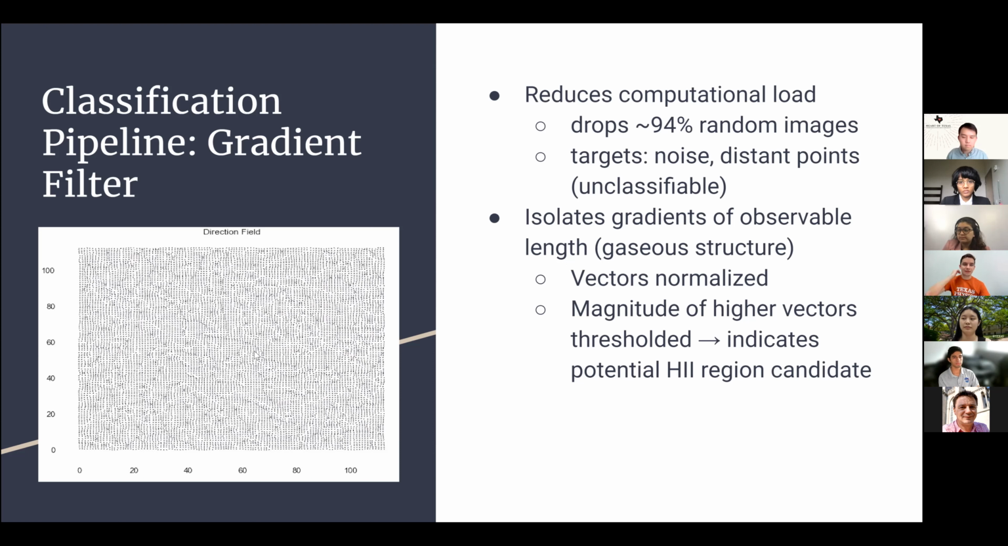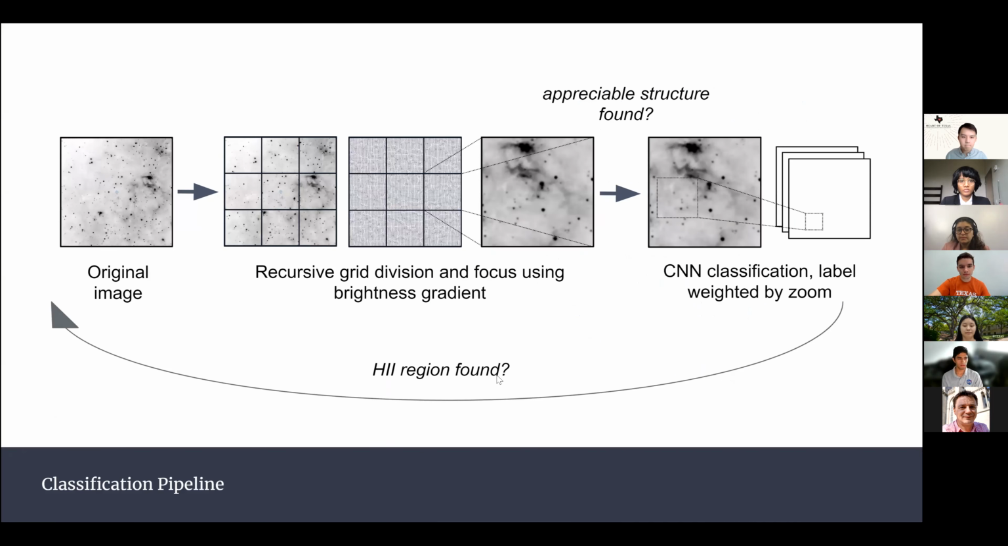If we see evidence that there might be a structure above a certain threshold, then we recommend it for further computation. This is very convenient because it just gets rid of 94% of the initial data with very little computation. Here's a diagram explaining what I just said.